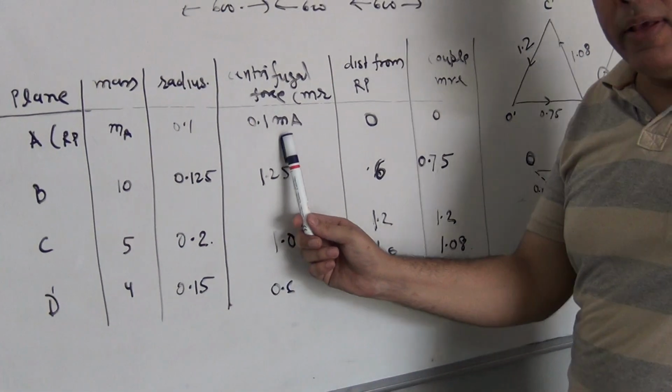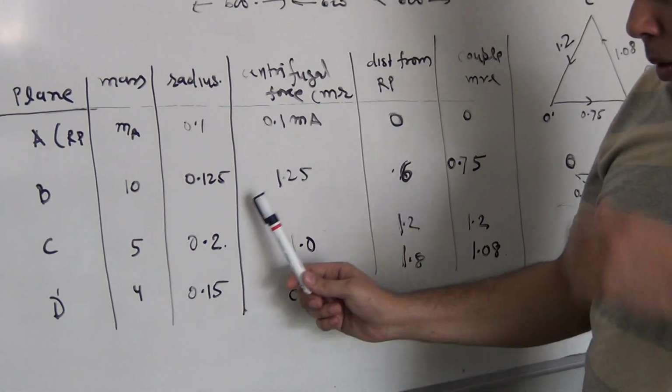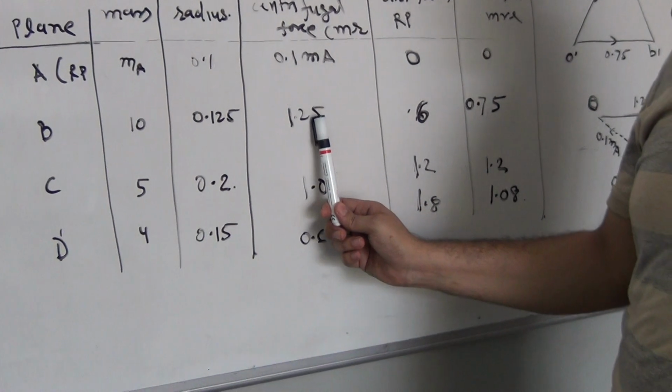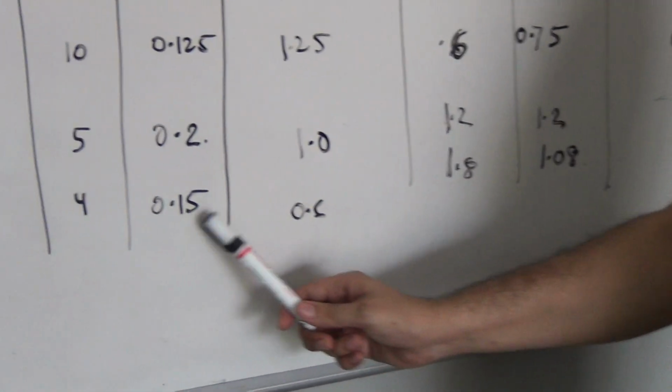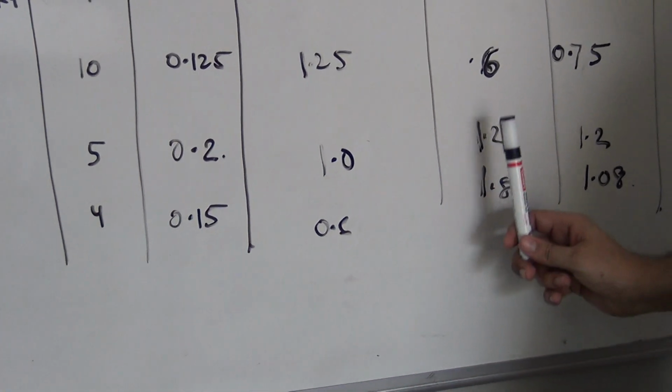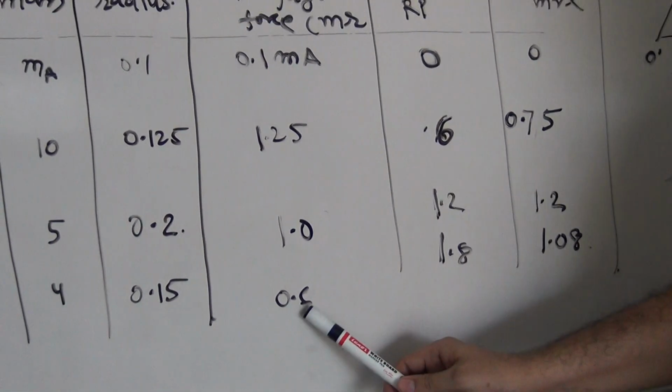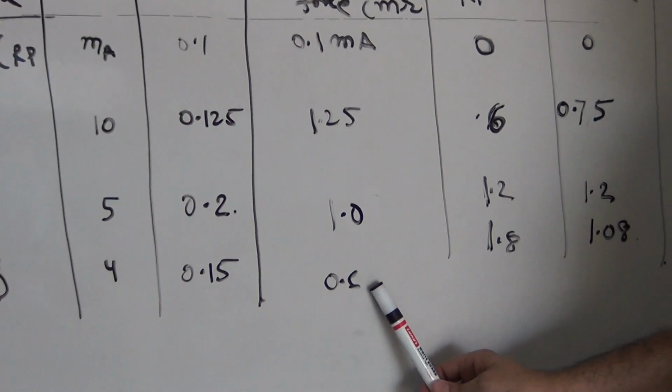So 0.1 mA is the force acting on plane A, 1.25 is the force acting on plane B, 1 is the force acting on plane C, and 0.6 is the force acting on plane D.